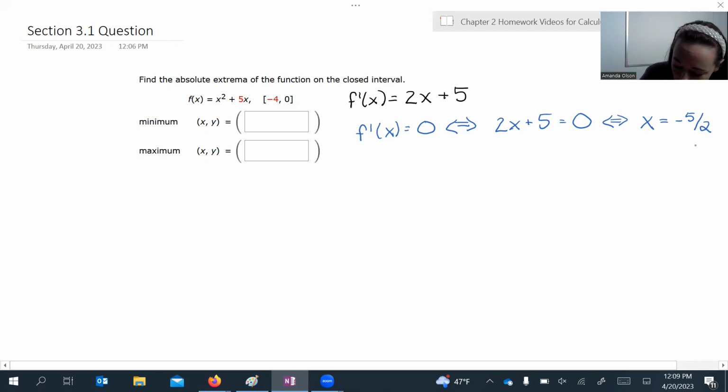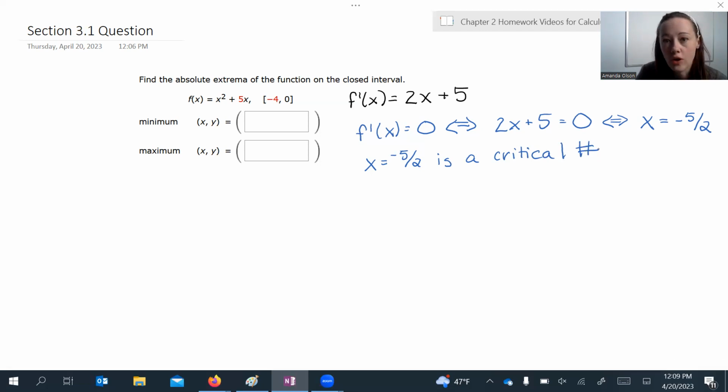So we have -5 halves. It's in the domain of the original function. So we know that x equals -5 halves is a critical value, or a critical number. From there, we know that any absolute extrema are either going to occur at the critical value where we have a horizontal tangent, or it's going to occur at an endpoint. So we go ahead and evaluate f at each one of those.